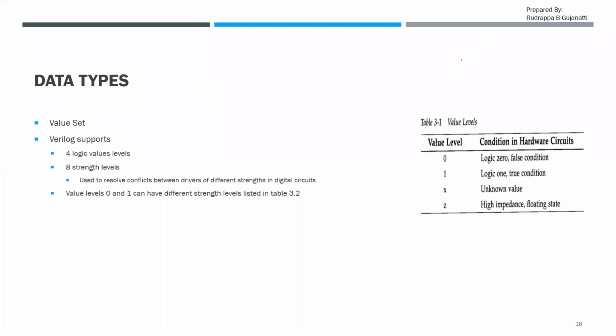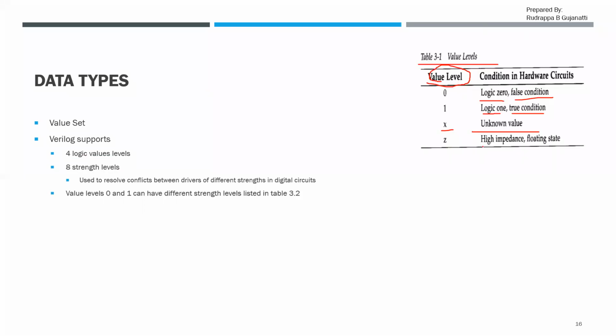First let us look at the logic levels or the values. Here we can have 4 different logic levels. That is logic 0, which we also term as the false condition, then logic 1 or the true condition, X is the unknown value, and Z is the high impedance or the floating value. So these are the 4 logic values which Verilog supports.